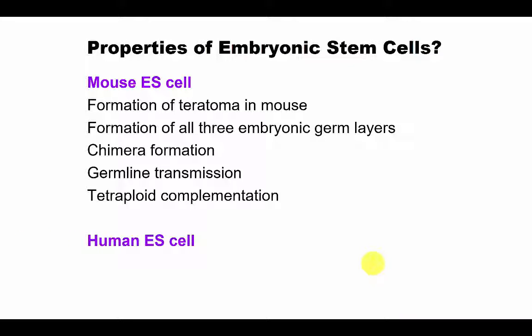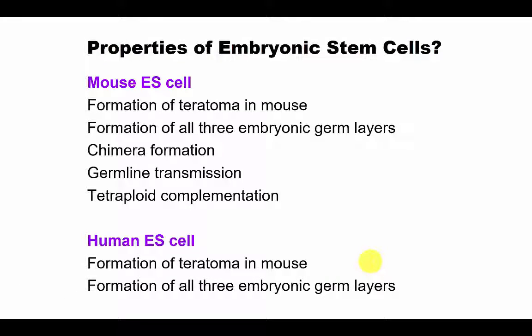Now let's think about the human embryonic stem cell. Human embryonic stem cells may have similar properties to mouse embryonic stem cells, but we cannot test chimera formation or germline transmission because this has serious ethical problems. So once a human embryonic stem cell line is established, the usual test is formation of a teratoma, but not in human, in a different animal model like the mouse. Or checking whether the embryonic stem cell can form all 3 different kinds of germ layers. This is a usual test to check whether the cells are really pluripotent or not.